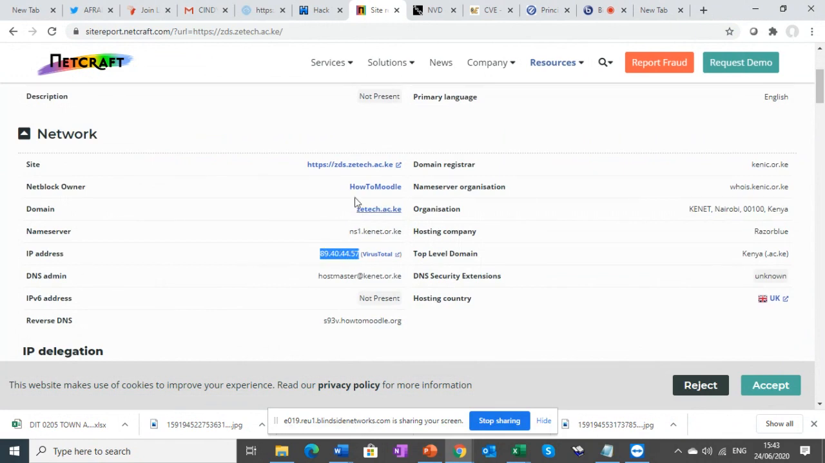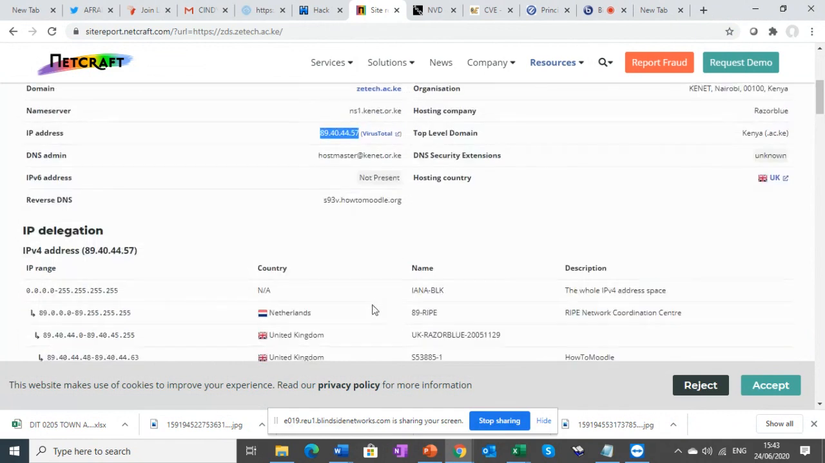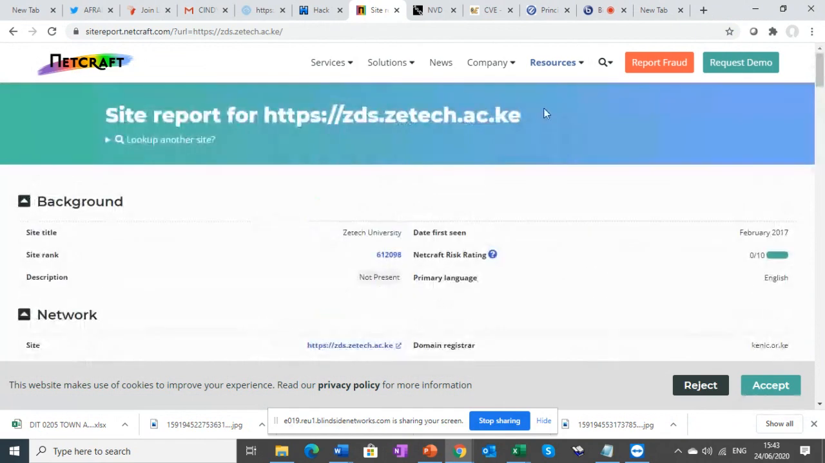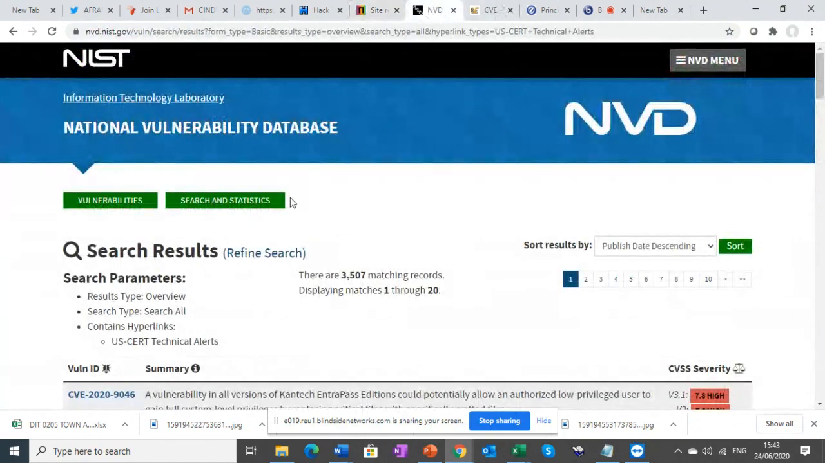So instead of typing this address, you can type this DNS. So this is DNS, IP version 4, reverse DNS. So you can know much more about a particular site. And in case you want to report fraud, you can click report fraud. Okay, that's one site.